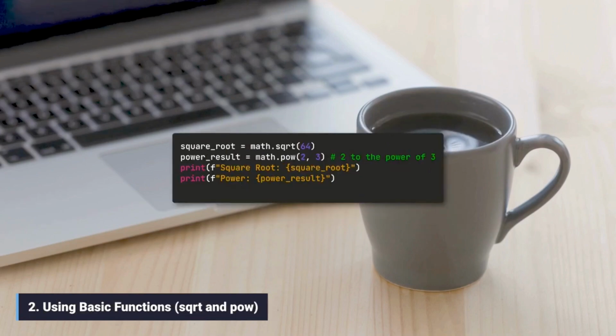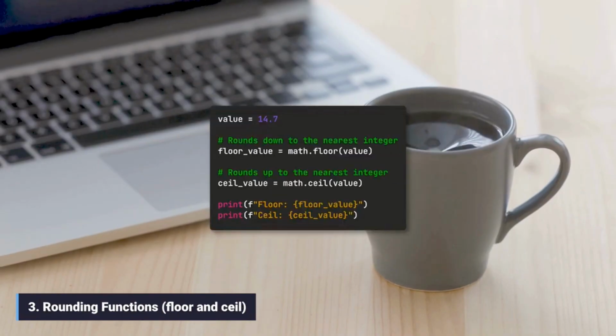2. Using basic functions. The math module offers many functions. math.sqrt calculates the square root, and math.pow calculates one number raised to the power of another. You could perform these operations using basic arithmetic operators, but the math module ensures the highest precision and clarity for mathematical intent.